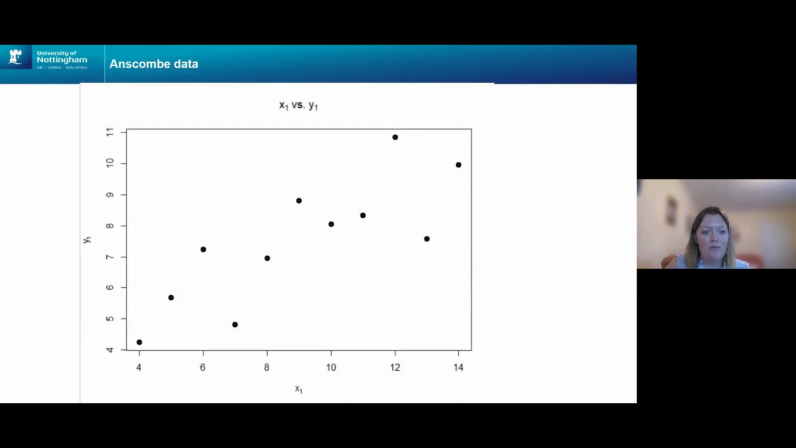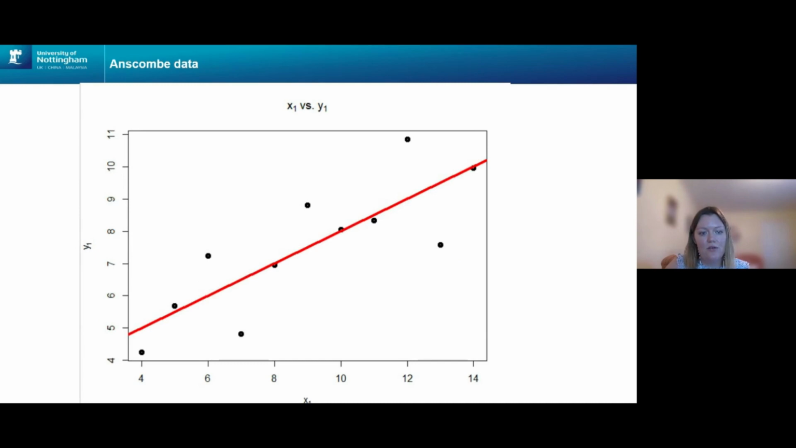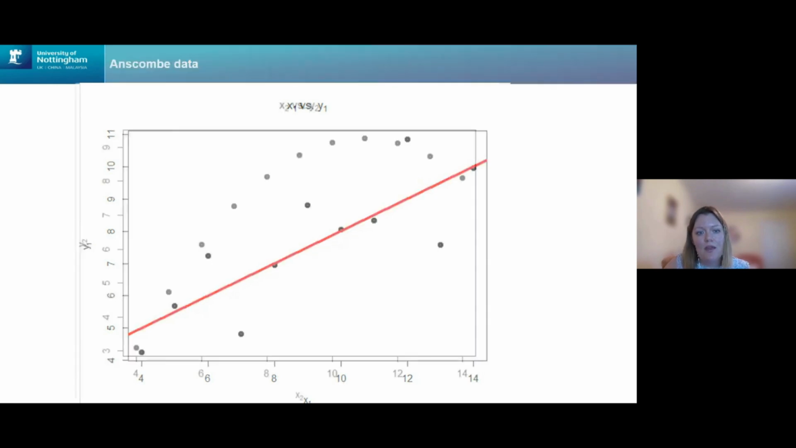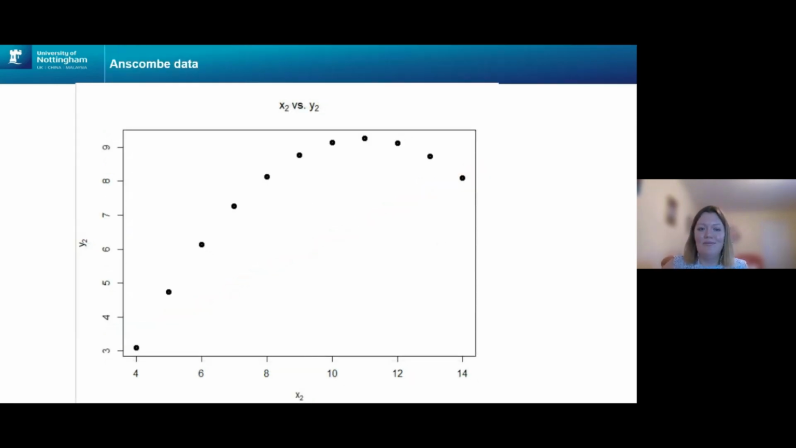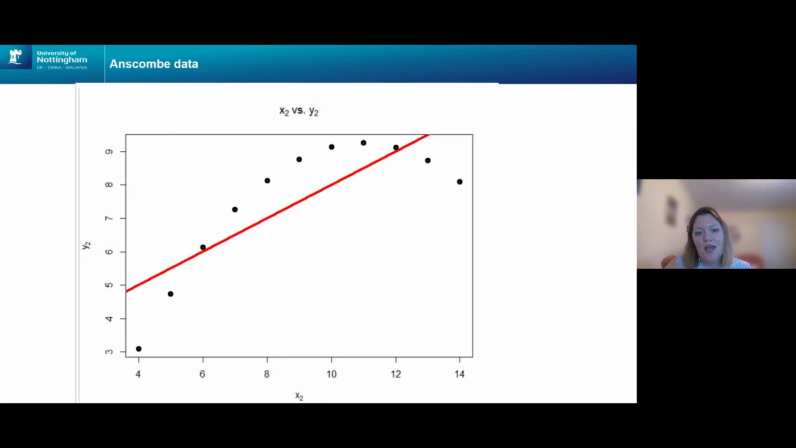So when we plot X1 versus Y1 and draw the linear regression line on there, we can see it's quite a good fit. It seems to fit the data quite well. X2, Y2, that is not a linear shape. We can see that probably a quadratic might be better to represent that. The linear regression line that we draw on is the one that would minimize the error squared, but clearly the data is not linear.